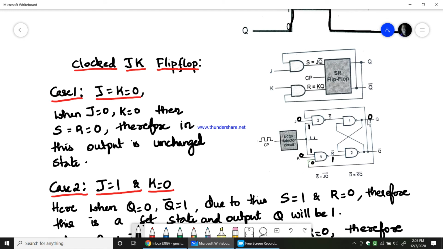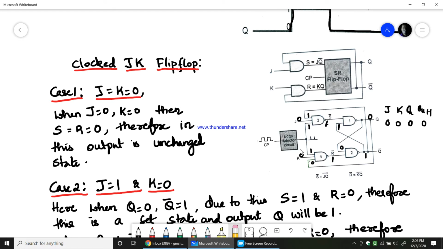Now this is 1, and this 0 is again given to this. So 1 ANDed with 0 is again 1. This 1 is given to this, and the same 1 is given to this. So J being 0 makes S bar equal to 1. This 1 ANDed with 1 is again 0. So for JK 0, 0, Qn was assumed to be 0, and Qn plus 1 is also 0.